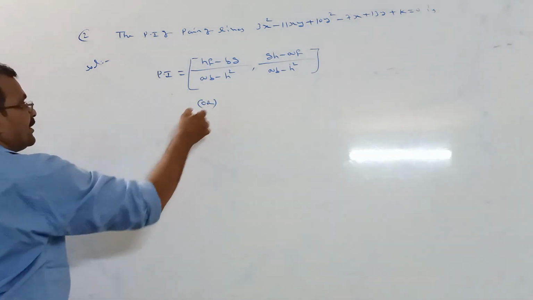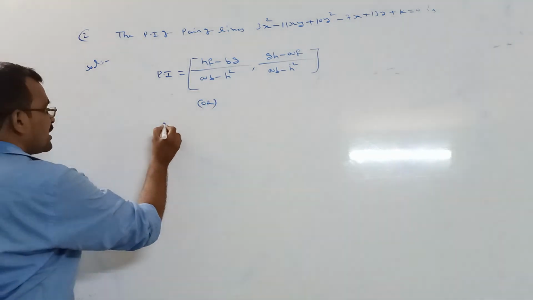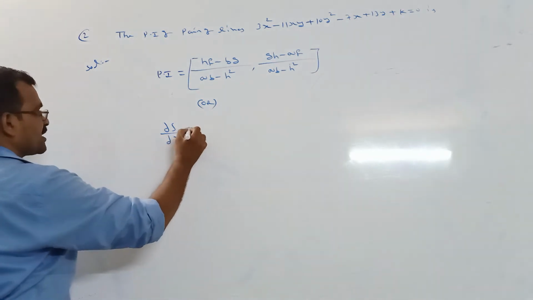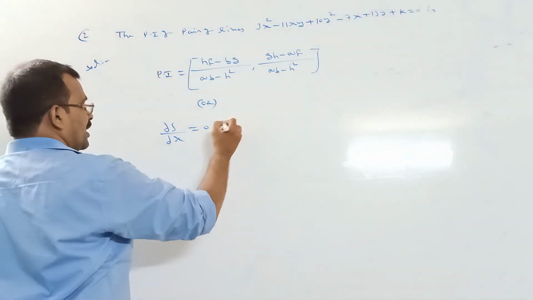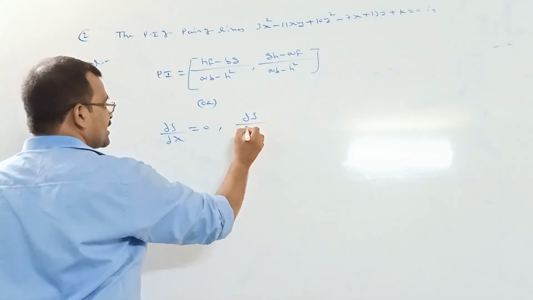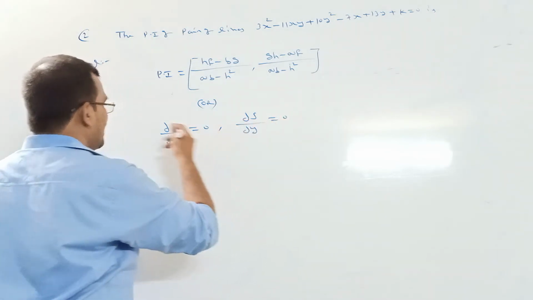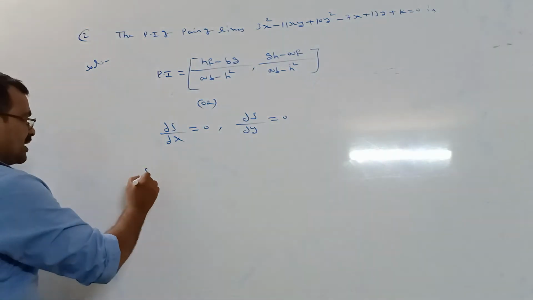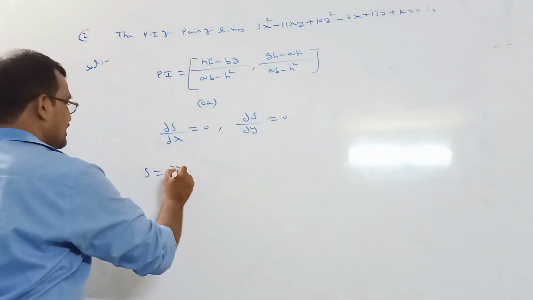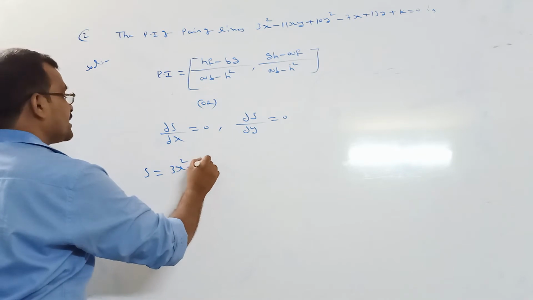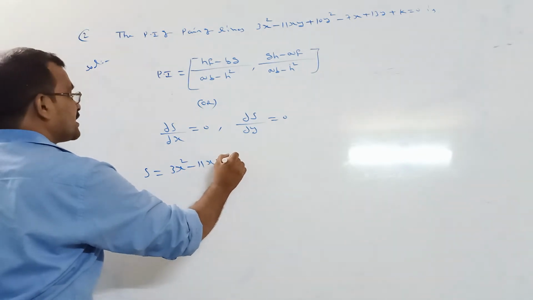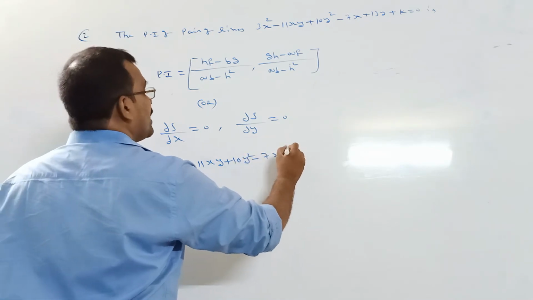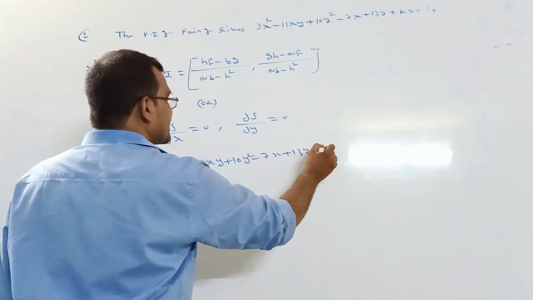Otherwise, by the derivative method, we have one shortcut also. Dou s by dou x equal to 0, comma dou s by dou y equal to 0. Here dou means partial derivative. So I took s equal to 3x square minus 11xy plus 10y square minus 7x plus 13y plus k.